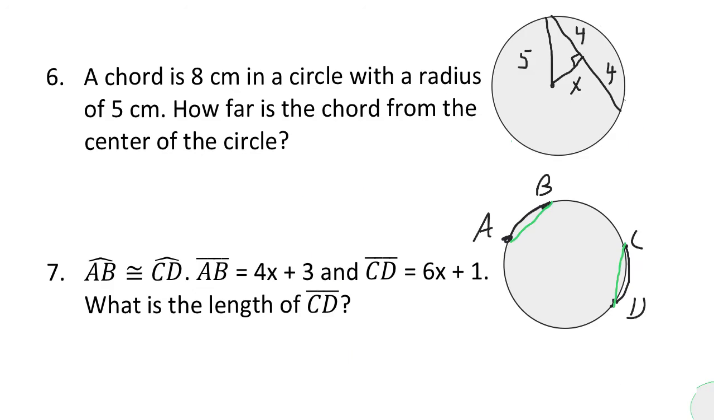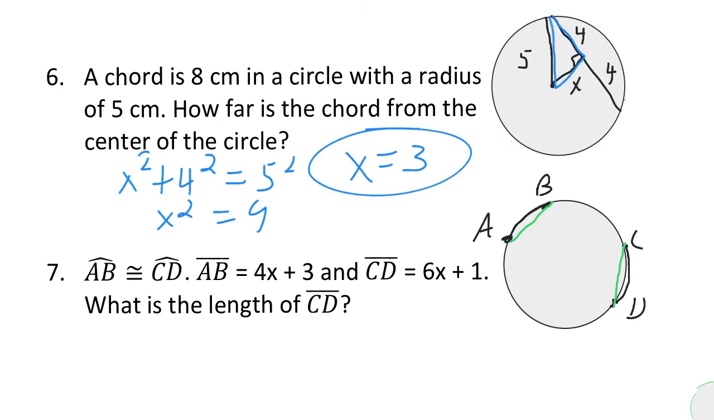In our next problem, we also have a chord and a circle. So the radius is 5. There's the radius, center to the edge. The chord is 8. So when we have the distance from the center to the chord, it will split the 8 into 4 and 4. Now I have a nice right triangle that I can do my Pythagorean formula on. And when I do that out, I get that x is equal to 3, and x is the distance from the center, so I'm done.